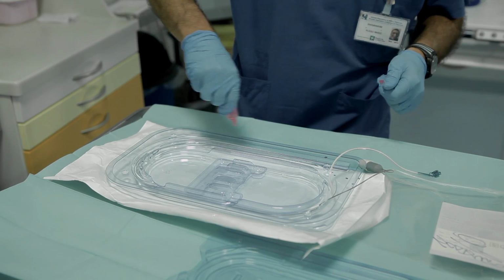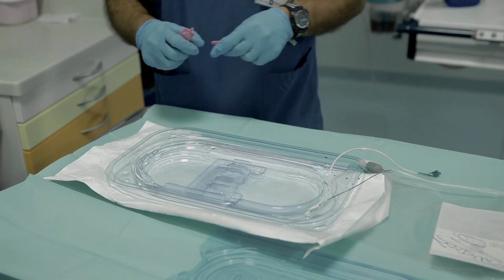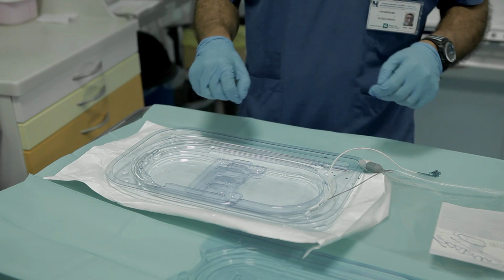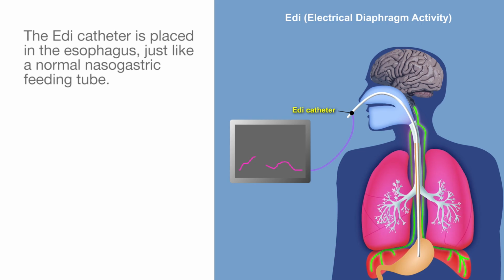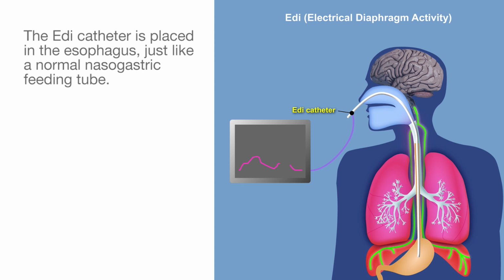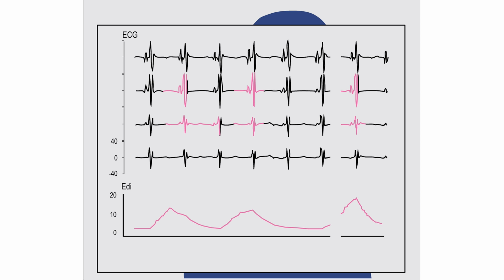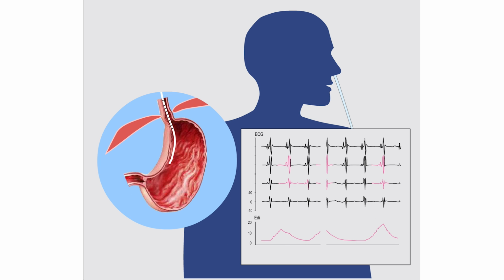Next, dip the EDI catheter in water for a few seconds and insert up to the calculated insertion distance. It is placed in the esophagus just like a normal feeding tube. If you intend to also use the EDI catheter as a gastric feeding tube, remember to follow your hospital routines for gastric tube placement. Verify the EDI catheter position by analyzing the ECG waveforms.